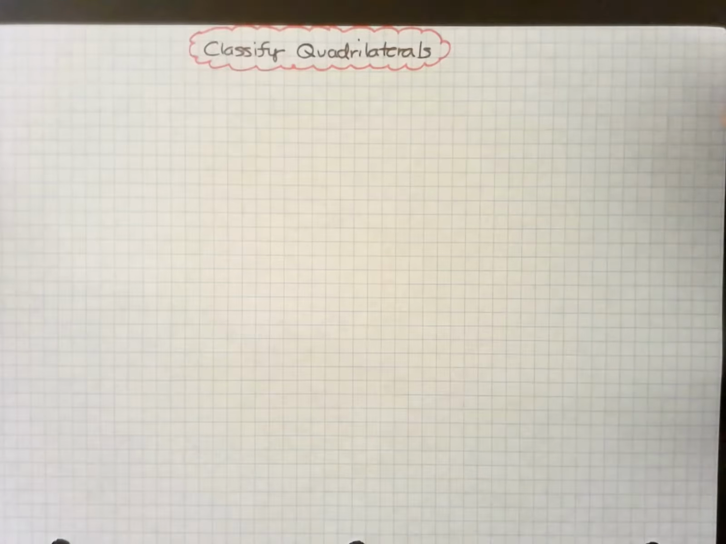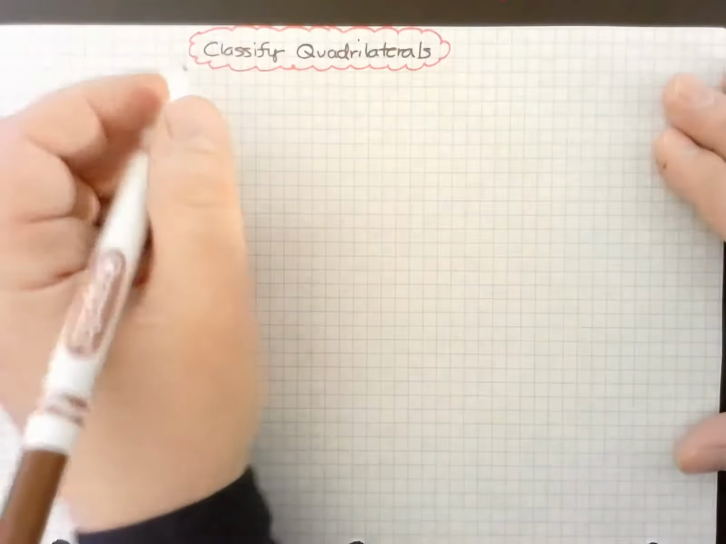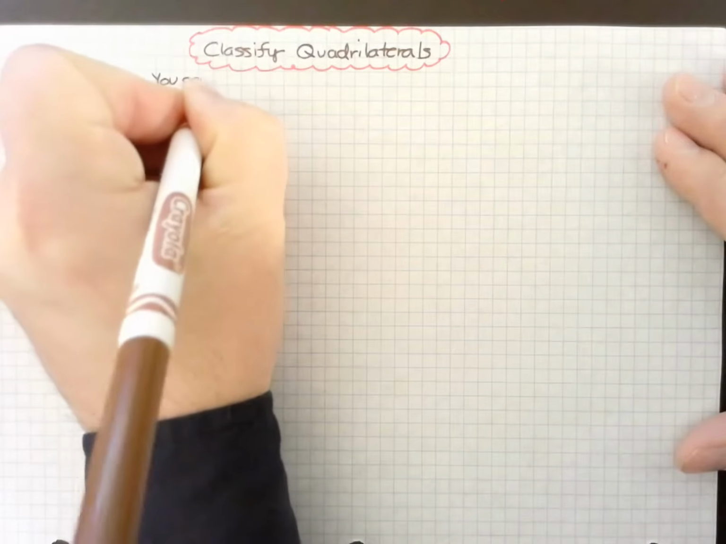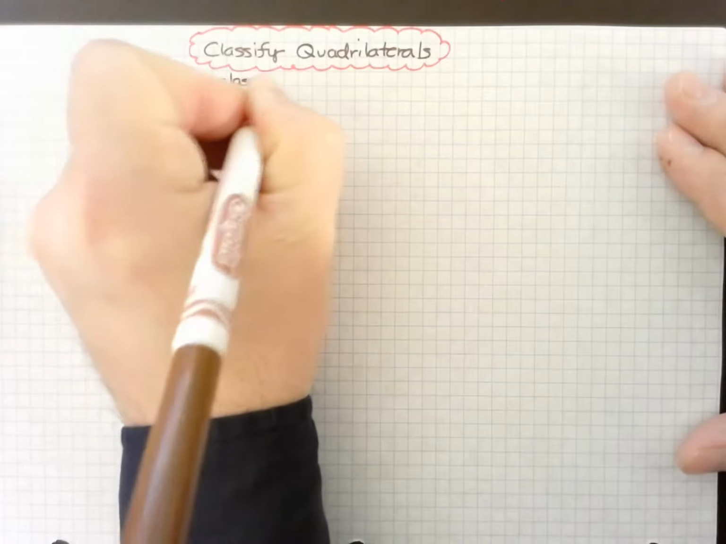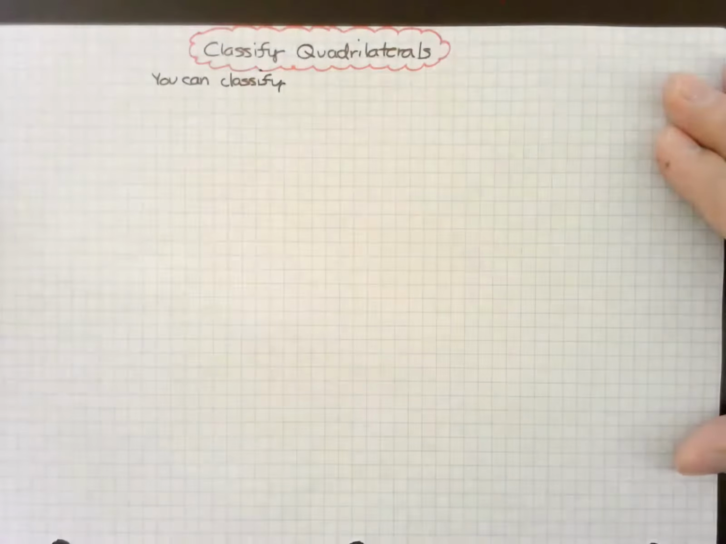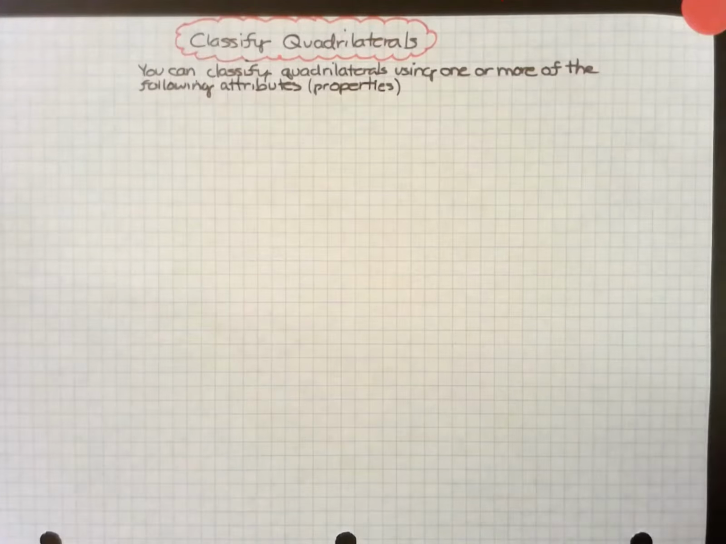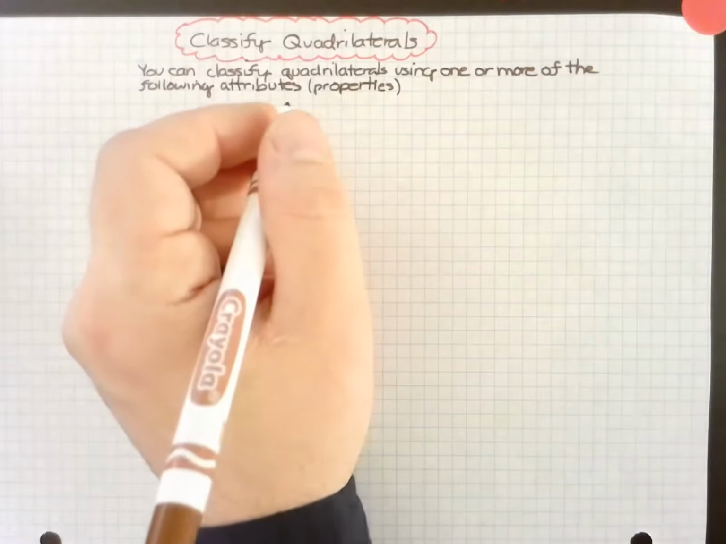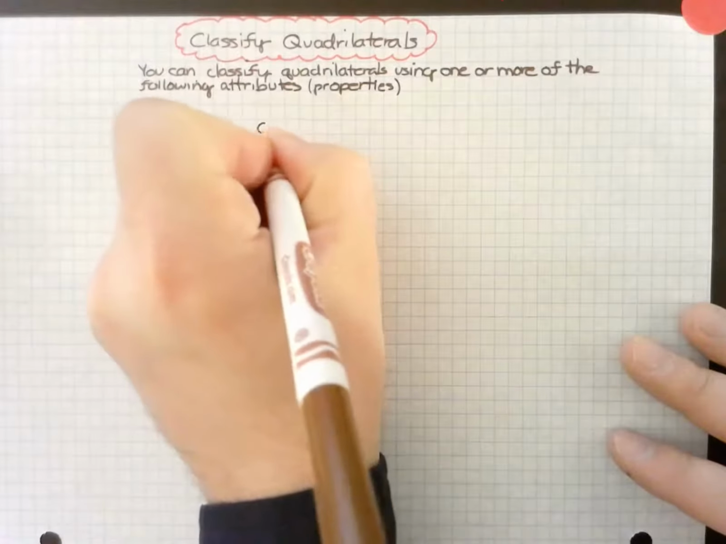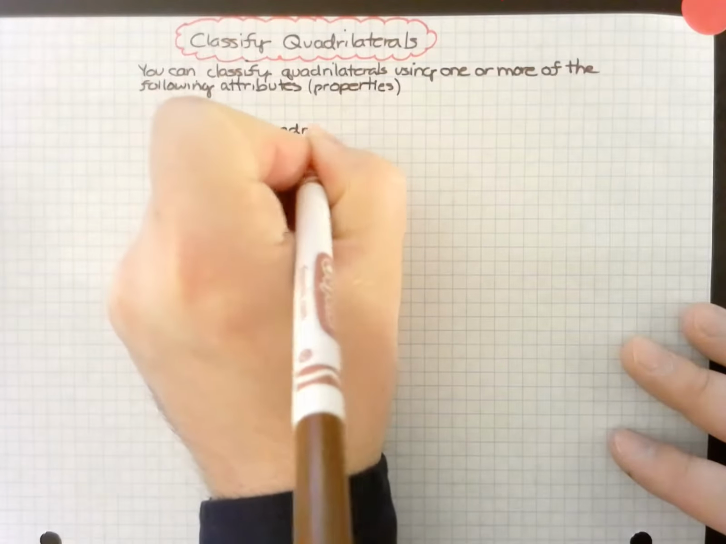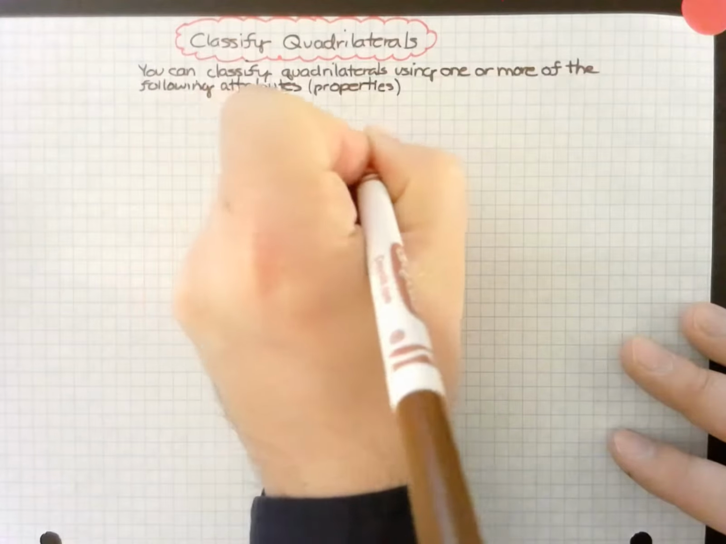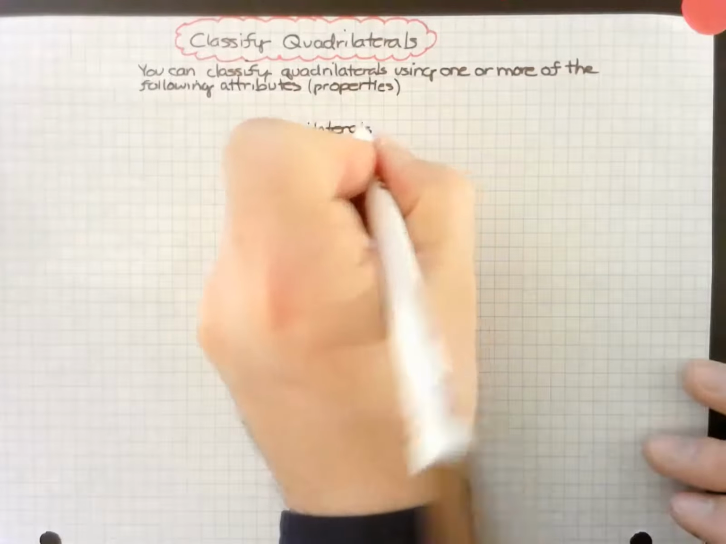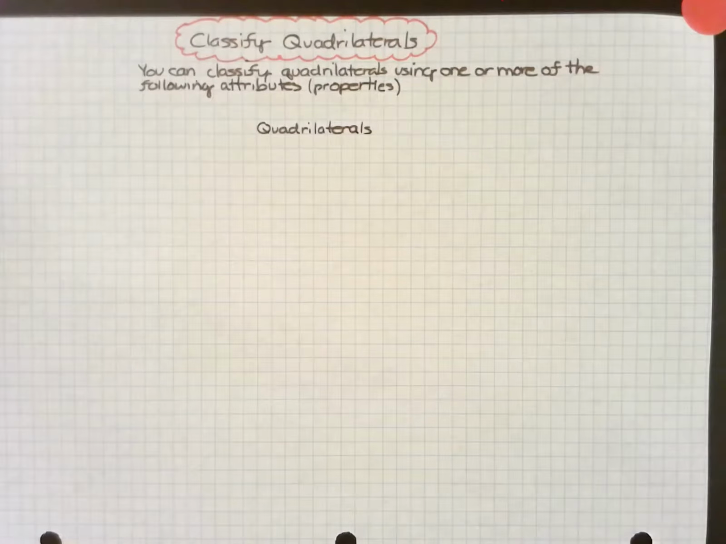Classify quadrilaterals. You can classify quadrilaterals using one or more of the following attributes. So we have the overarching umbrella that describes all the following characteristics, called quadrilaterals. You've learned about this before in earlier grade levels, but just to review, it's a polygon that has 4 sides.